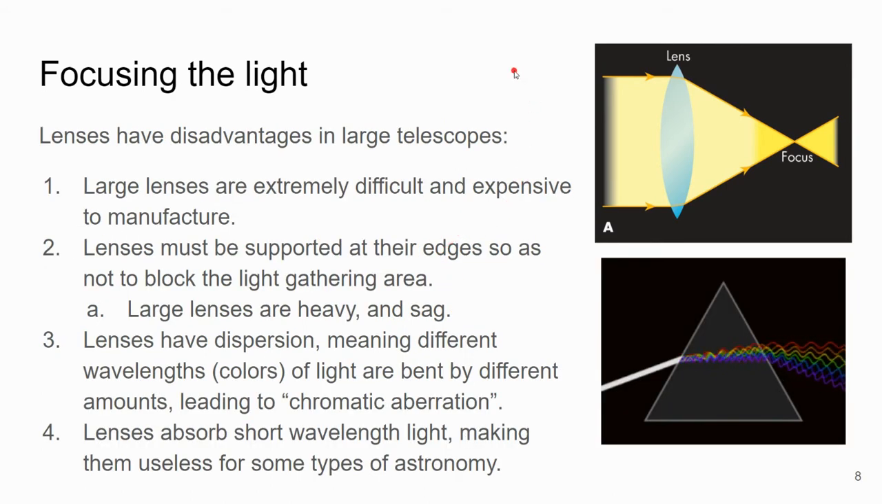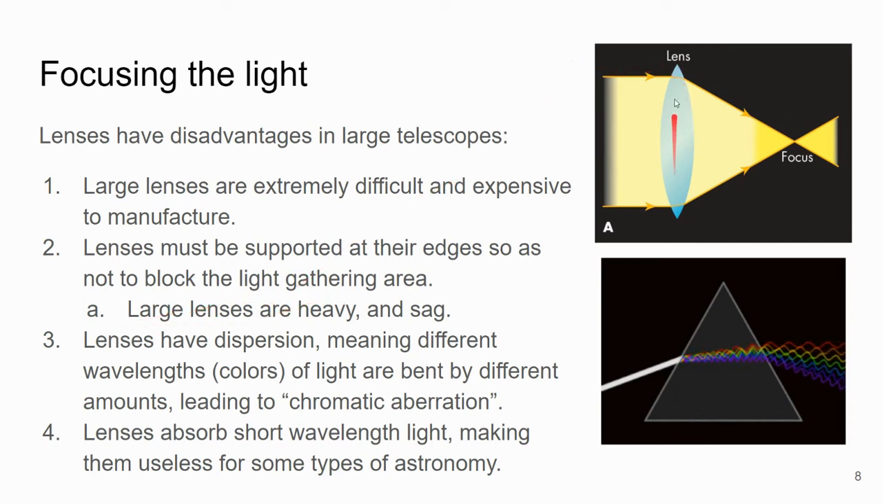Lenses have serious disadvantages when you're making a telescope. One is that large lenses are extremely difficult and expensive to manufacture. To make a really big piece of glass, like a meter in diameter, is really hard to do. It's really expensive, and it's hard to get it right. Another thing is your lens must be supported at the edges so as not to block the light gathering area.